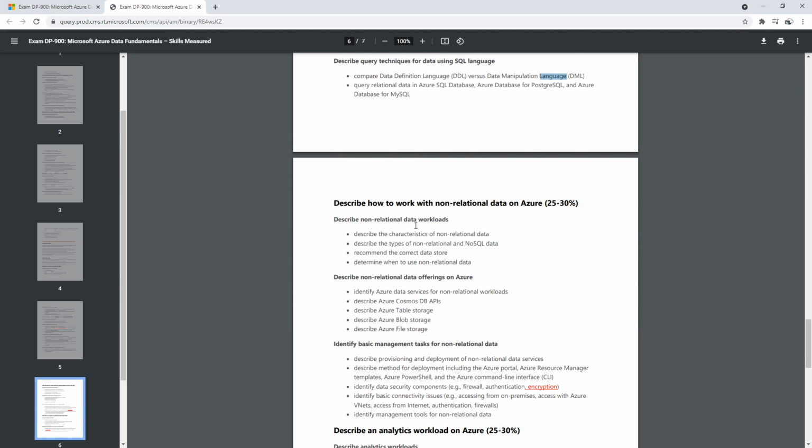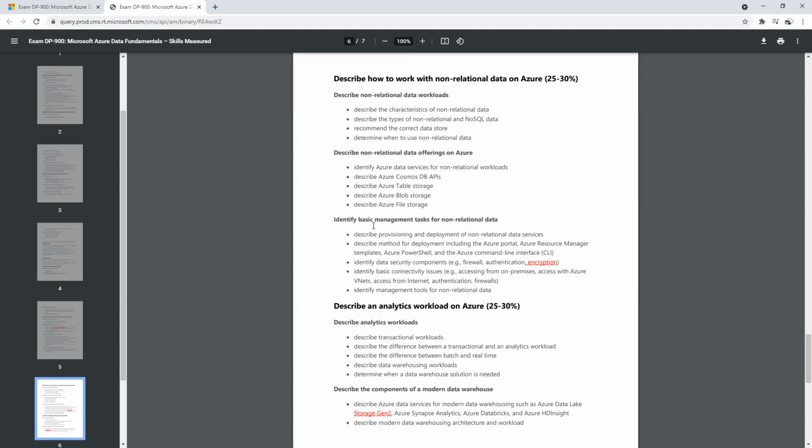We'll go on down to this section here, non-relational data workloads. So describe the non-relational data, describe non-relational and NoSQL data, recommend the correct data store, determine when to use non-relational data. And they're all talking about, because non-relational data is mostly CosmosDB. CosmosDB has a bunch of different engines there, so that's going to help you understand graph and document and key-value store, things like that. Describe non-relational data. So we have table, blob, files, CosmosDB.